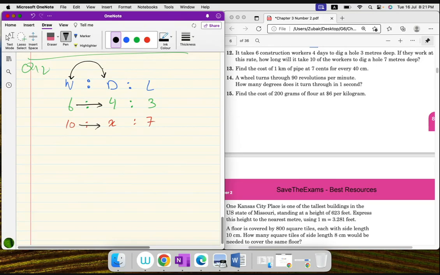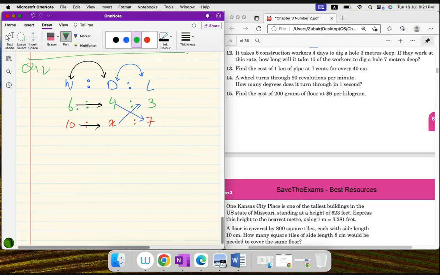Now look at number of days and the depth. Are these two directly or inversely proportional? Do not look at the numbers. Direct. Think this way: if you need to go more deep, will you require less time or more time? More time. So the more the task, the more the time needed. So this is directly proportional.